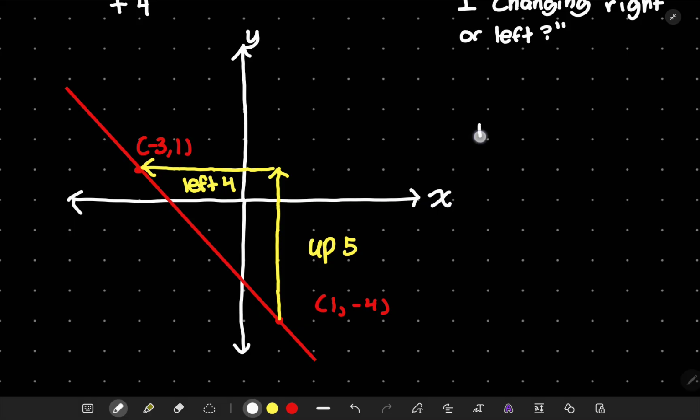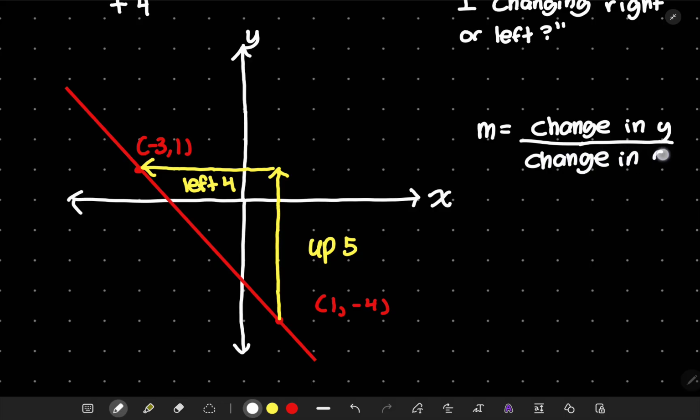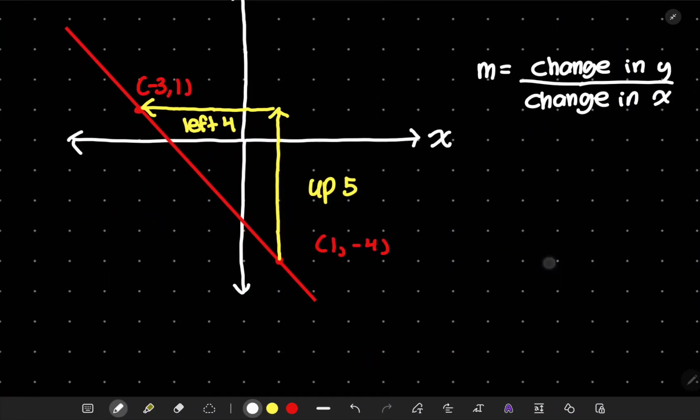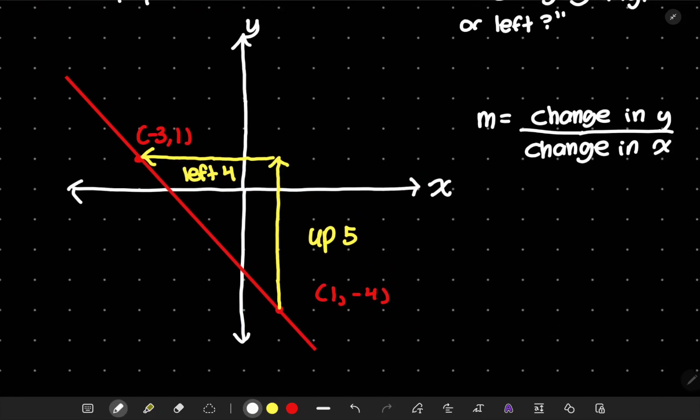Let's say that I do that as a slope. Slope is going to be m. It's going to be rise over run, but more importantly, it's the change in y over the change in x. Change in y means how much am I going up or down. Because I'm going up, I'm going from a negative to a positive. So now I know that up means positive. I'm going to put that on the top: plus 5. Now I look at the change in x.